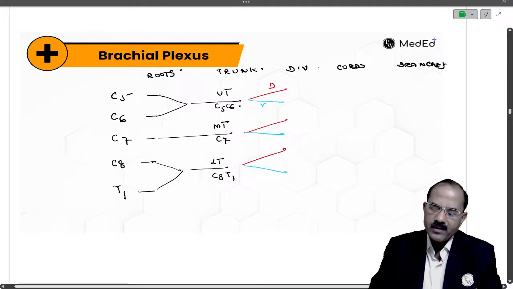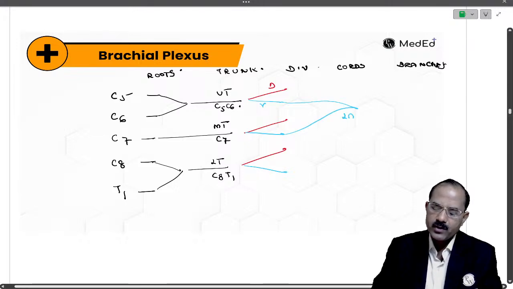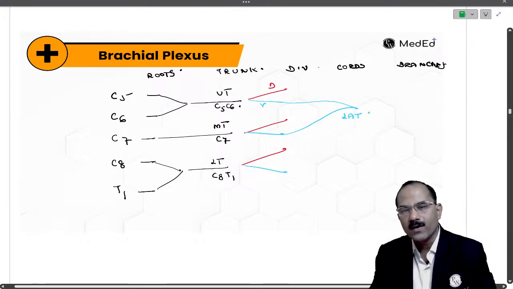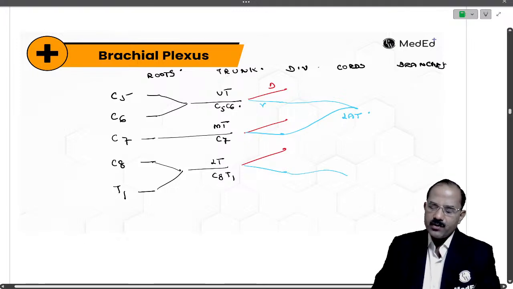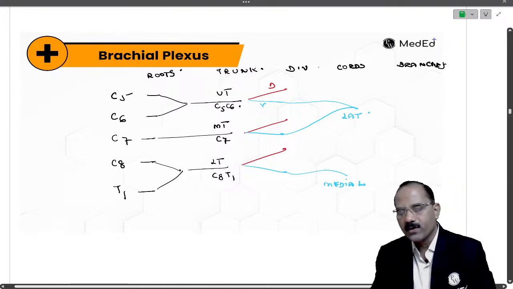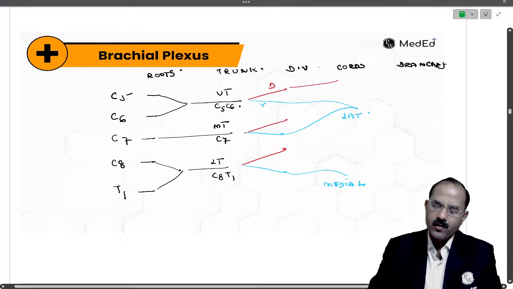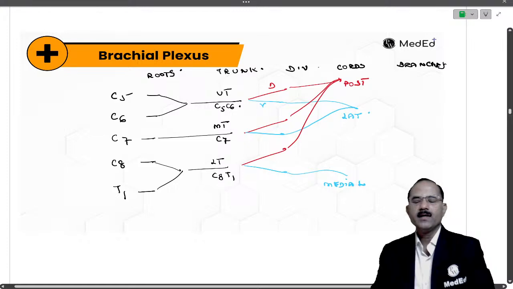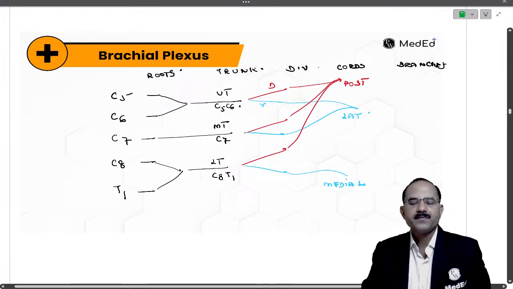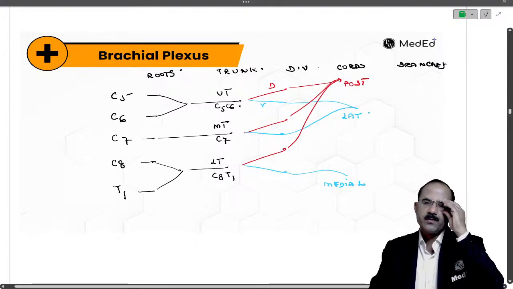Now, the ventral division of the upper trunk and the ventral division of the middle trunk join to form the lateral cord. The ventral division of the lower trunk continues as the medial cord, and the dorsal divisions of all the three trunks join to form the posterior cord. Clear? Yes.